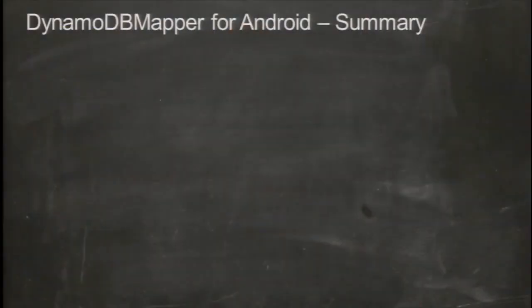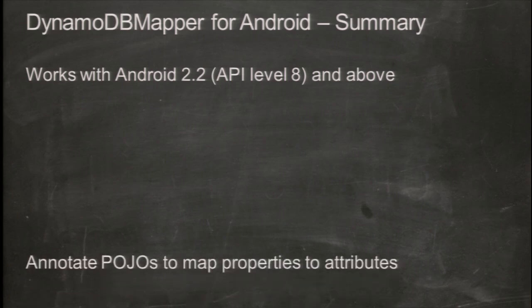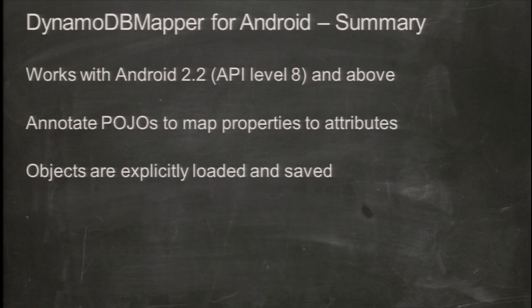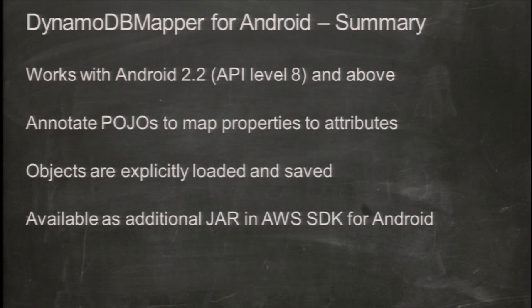So just to summarize, the DynamoDB Mapper for Android works with Android 2.2 and above, API level 8. That's the same as our base Android SDK. You annotate plain old Java objects, or POJOs, to map properties to attributes inside of DynamoDB. Objects are explicitly saved and loaded using the mapper. And it's available as an additional jar, but it's included in the download for the AWS SDK for Android.